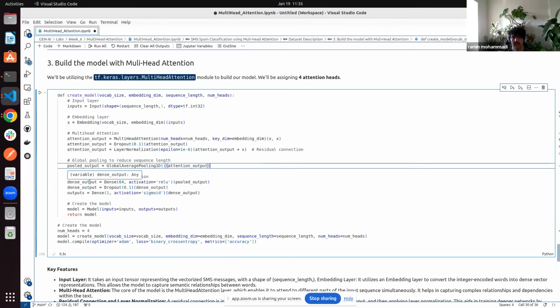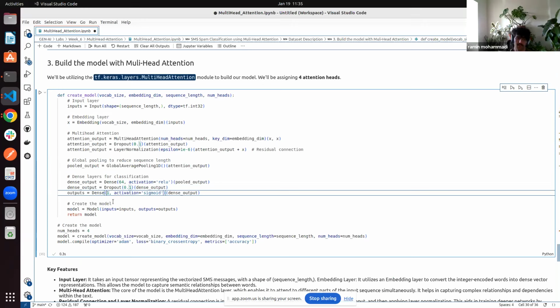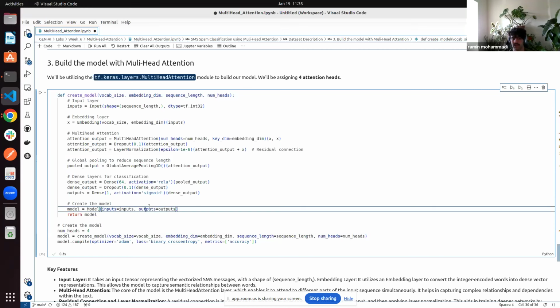Here we are doing, for example, classification, so we will have a downstream task that we want to do. We first apply a fully connected layer. We add some dropout, and we do another output layer, which is also fully connected. We have one node because we are doing a binary classification with the activation of sigmoid. We create our model, and we say that the input of the model comes from the input layer and the outputs of the model come from the output layer.